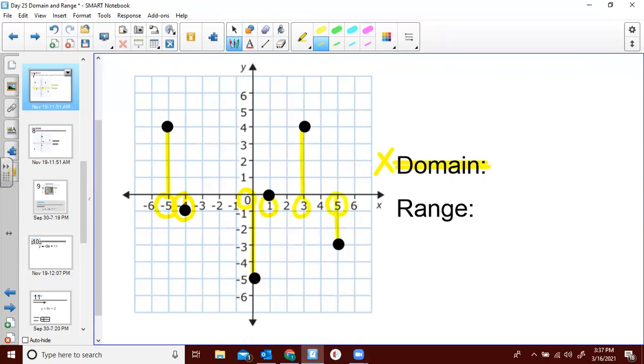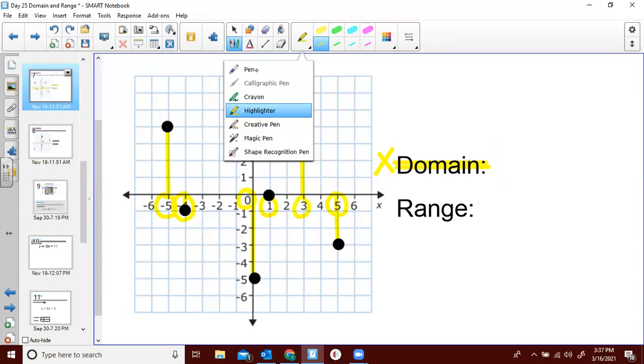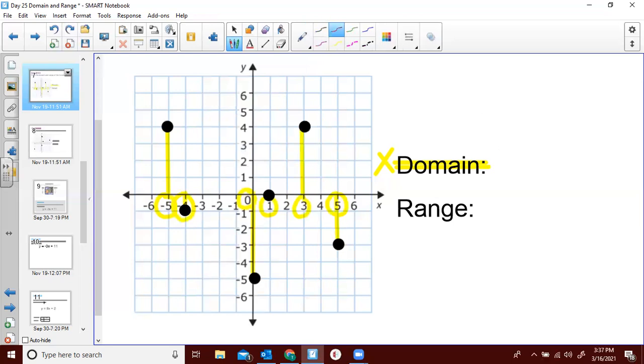So our domain, we're just going to read it from left to right. So we know we have a -5, a -4, a 0, a 1, a 3, and a 5. Sorry for squeezing that in there.